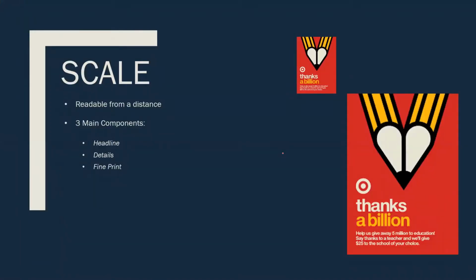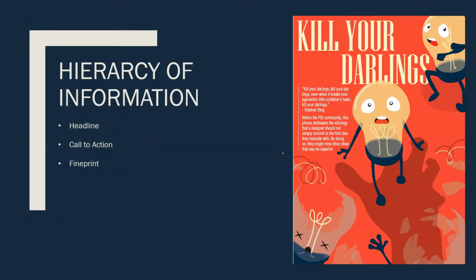One of the biggest things you need to make sure with your poster is that it is readable from a distance. And by that, I mean that no matter how big or small you make your poster, within reason of course, the viewer can clearly see the basic components of the poster. The basic components we need to consider when deciding scale are that of the headline, details, and the fine print. We get more into these components in the next element, the hierarchy of information.